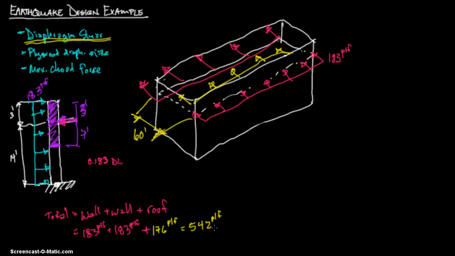We had 542 pounds per linear foot, and this, once again, is 183. That's 183 pounds per linear foot coming from this wall right here. Let me switch up the colors and make sure I have the right thing. Yeah, looks good. 183 on this wall coming from there. And then there is 176 coming from the diaphragm, the roof diaphragm itself.